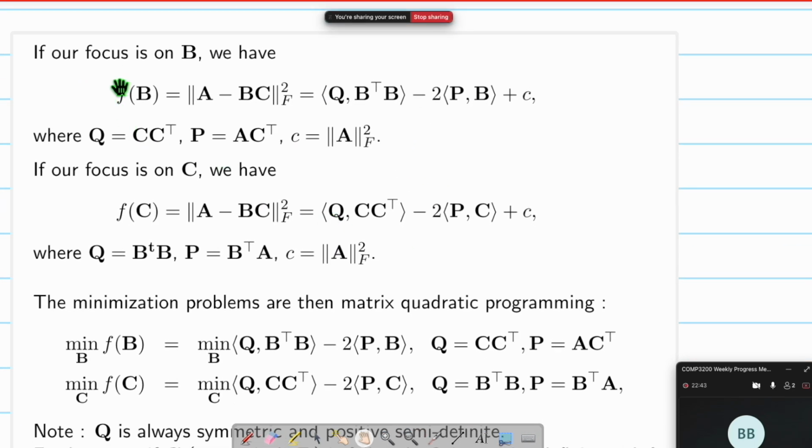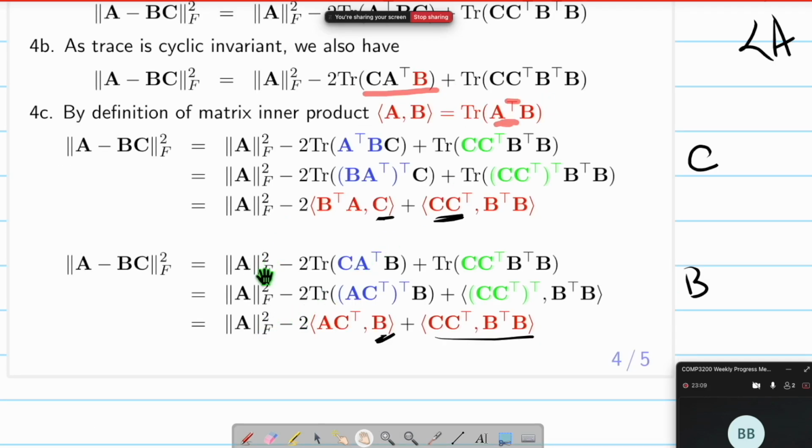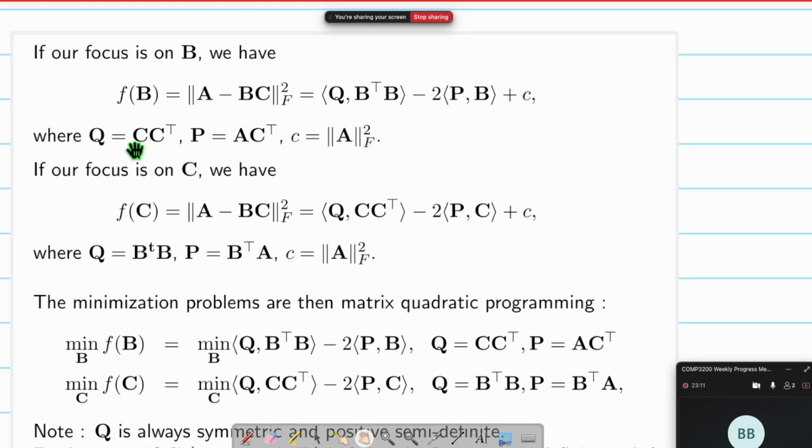I now have this. If our focus is on B, it is this, which is equivalent to this inner product minus 2 times this inner product plus a constant. What's the constant here? It's just the norm of A, okay? So c is the norm of A, Q is C C transpose, P is A C transpose. So I have this thing. Now, if our focus is on C, then I just do the same thing. So I have this, P is A transpose B, and c is the same thing. So that means this expression is the same as this expression. This expression is the same as this expression.